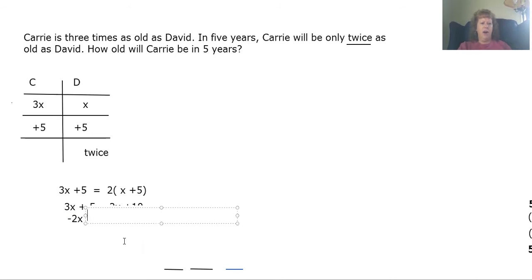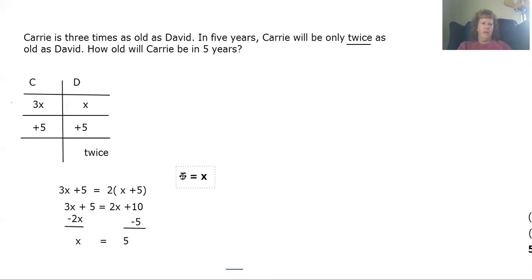And then since I have a positive 5 on this side, I want to put it as a negative, or subtract 5, on this side, and then I'll be able to subtract so that I have all my x's on one side, all my numbers without letters on the other side. So 3 minus 2 will be x, and 10 minus 5 will be 5.